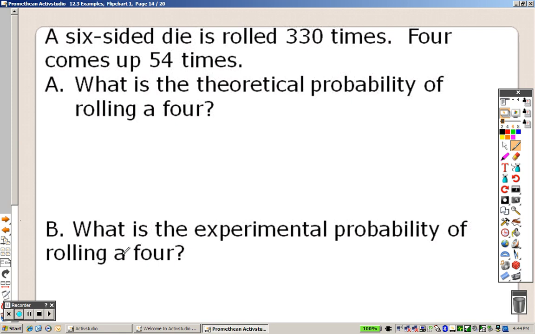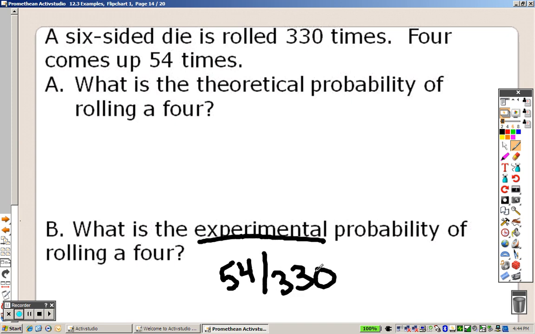And then a 6-sided die is rolled 330 times. The number 4 came up 54 times. What's the theoretical probability versus the experimental? The experimental is what we rolled. And what we rolled was a 4, 54 times out of 330. That is the experimental. Keep that in mind, which we can simplify to 9 out of 55.